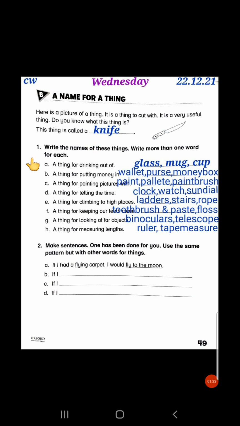But here in exercise B1, they have only given you some clues and hints, okay? No pictures. So you have to read out the clues and then you have to think about the answer. Write the names of these things. Write more than one word for each.